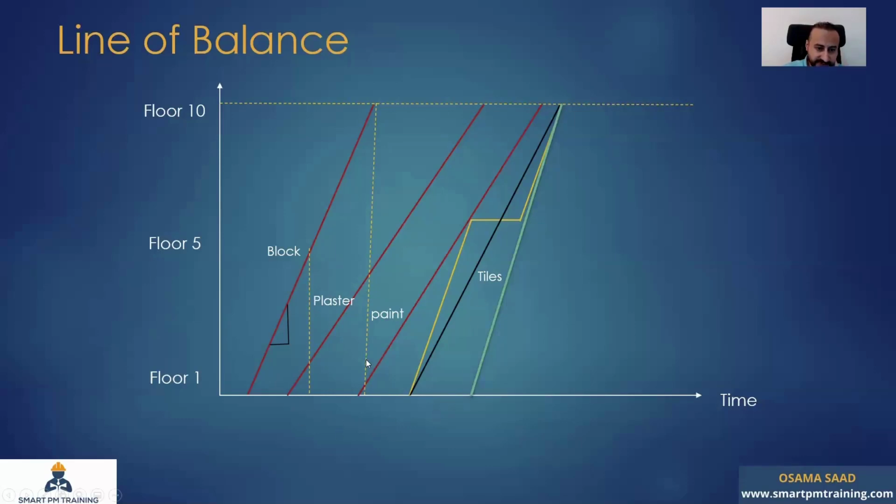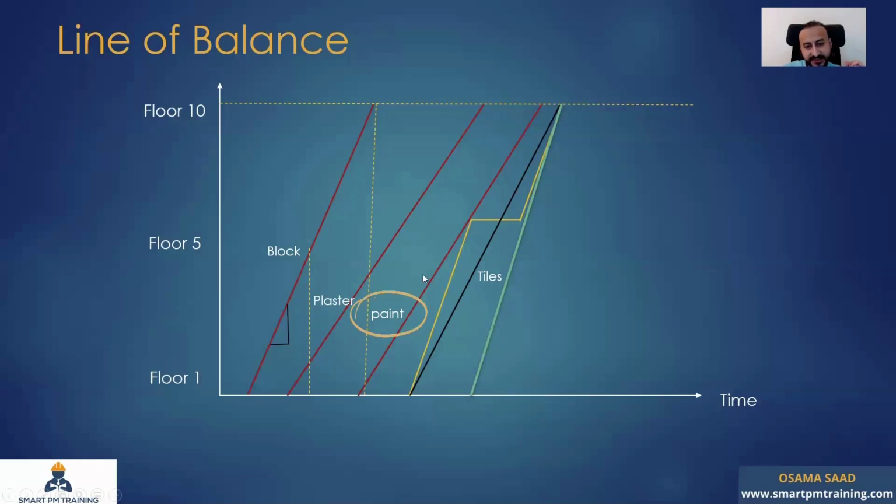So if you take a slope, for example, you can say 1 floor per 5 days. But for plaster, I would assume here that you take maybe 8 days to complete the same floor, which you had 5 days for block work, because right now I need more time to complete the 10 floors. So this is the slope.